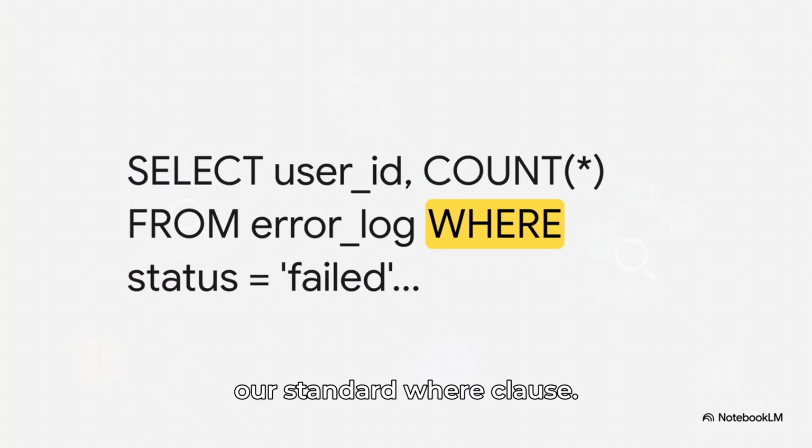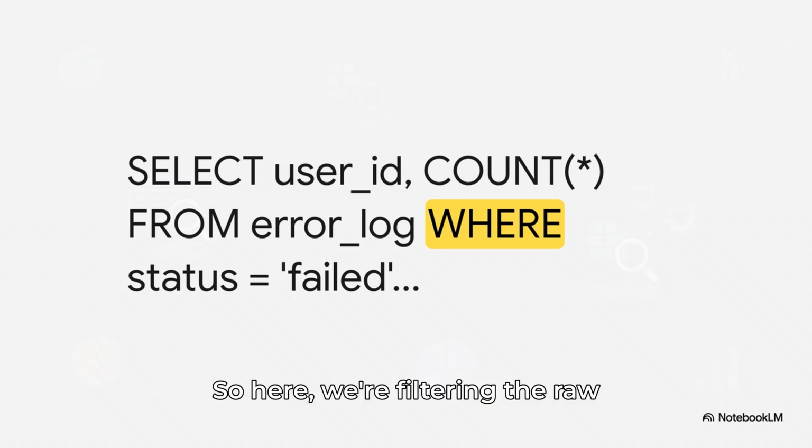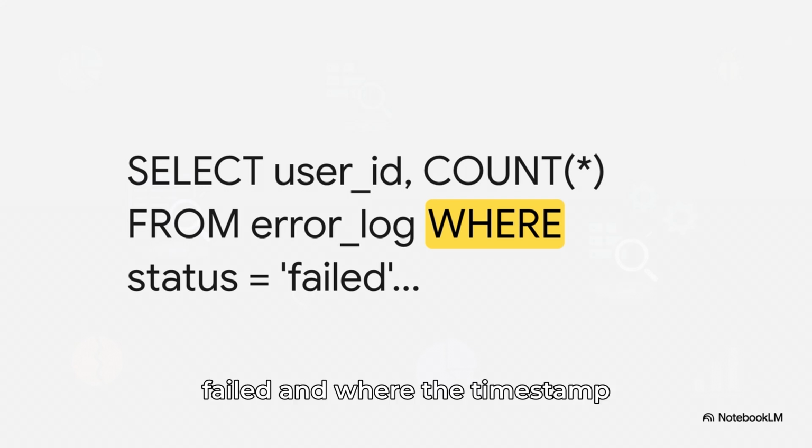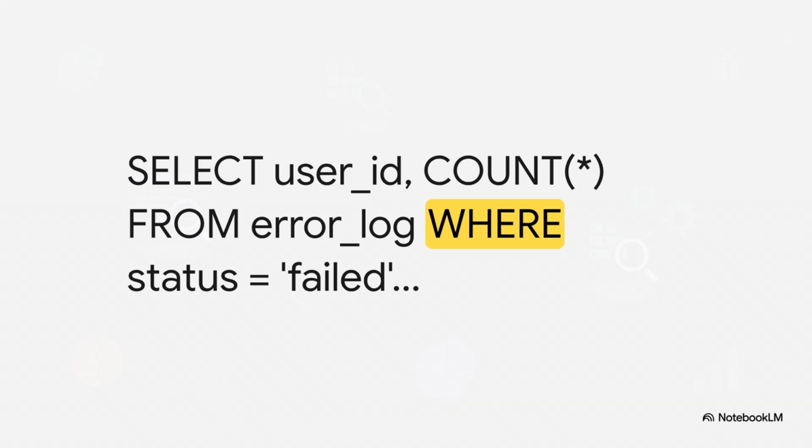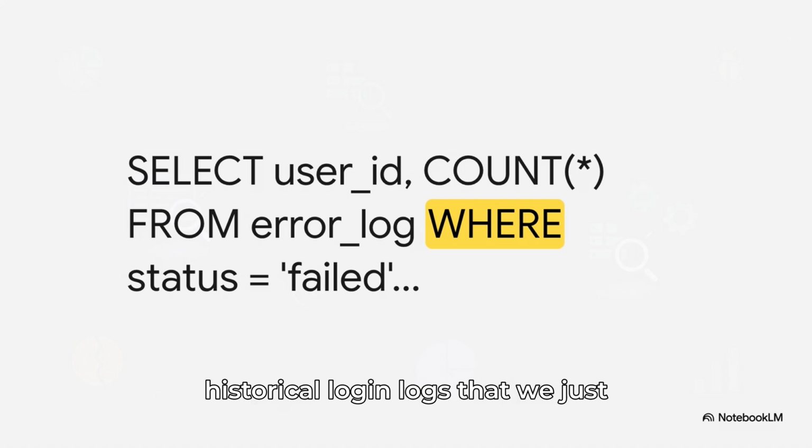First up, we start with our standard WHERE clause. Remember, WHERE filters raw rows before grouping. So here, we're filtering the raw table to isolate only the events where the status is failed and where the timestamp happened within the past hour. By doing this, we've instantly ignored millions of healthy historical login logs that we just don't care about right now.